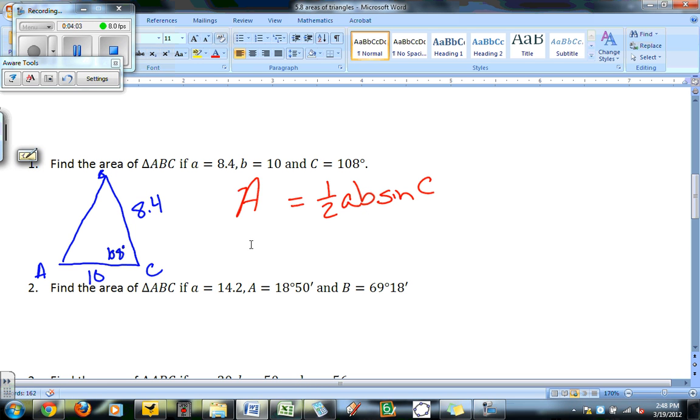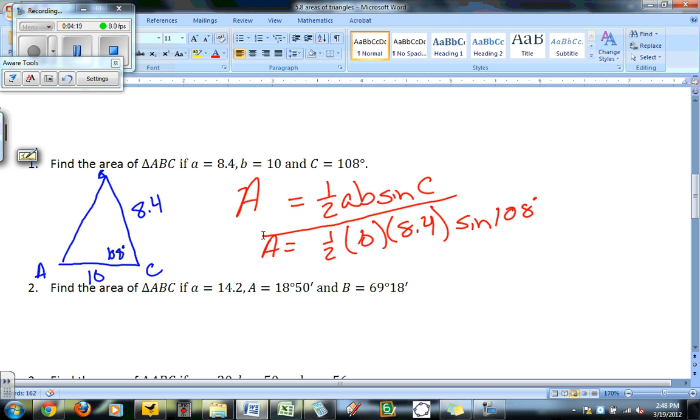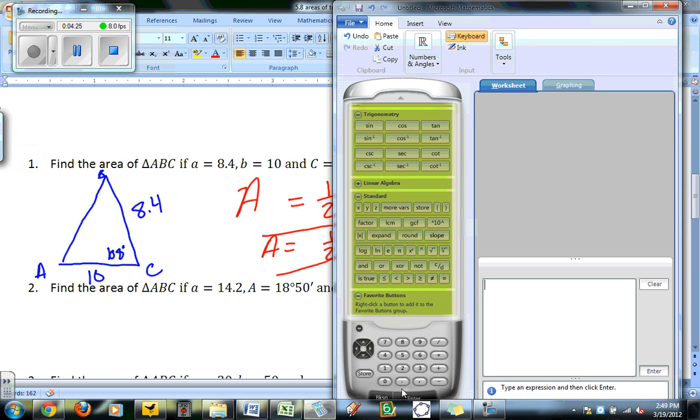And so all we need to do is plug that into the formula. So 1/2, the two sides that are given to us, so 10 times 8.4 times the sine of the angle that's given to us, 108 degrees. And that'll give us our area. So all we have to do then is type that into our calculator, and we get our area real fast. So we'll just do 0.5 times 10 times 8.4 times the sine of 108.